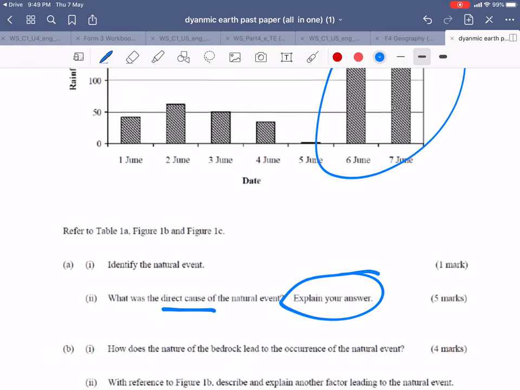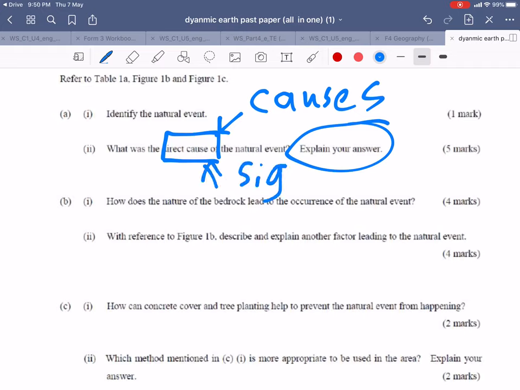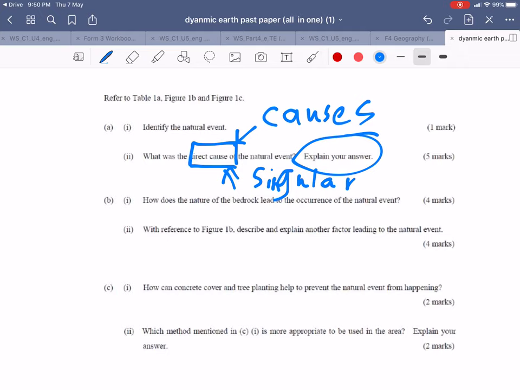This one, I missed something. Okay, be careful for the cause is singular or plural. Okay, this one is singular. Then you have to find out, okay, singular. You have to find out the most important cause that caused the landslide, okay, which is rainfall, okay. This most direct, and then tell me why the rainfall had led to the landslide, and then what should you do?